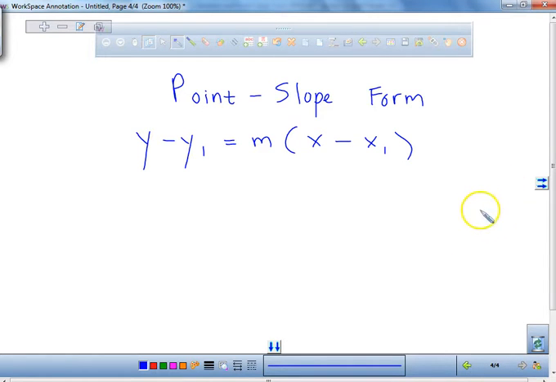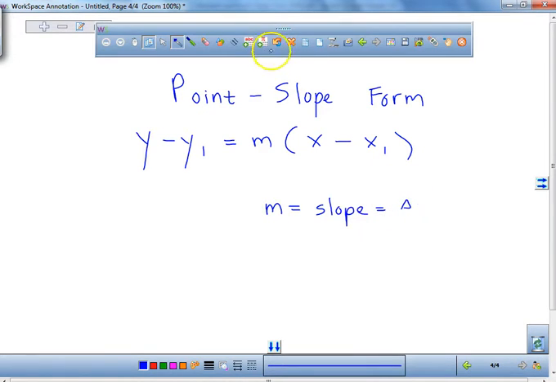Now, there's something that you guys should already know right now. You should already know what the m value represents. What does the m value represent? Slope, very good. So m is still slope, which still is the what? The change in the y over the change in x. That's still the slope, which is the rate of change.